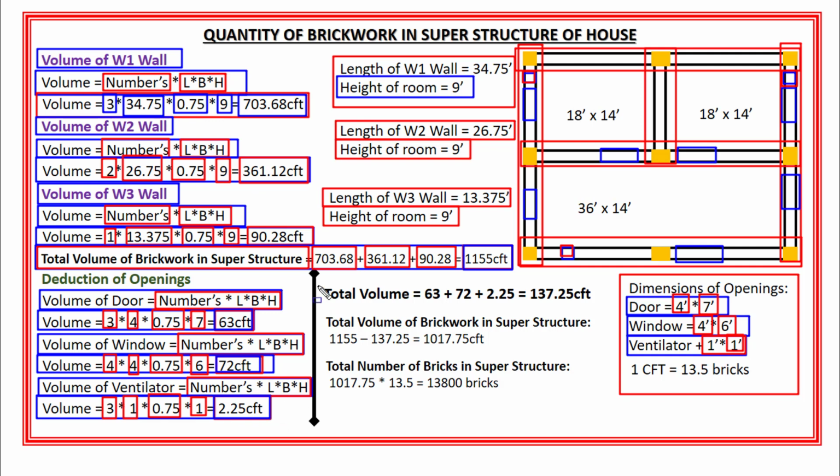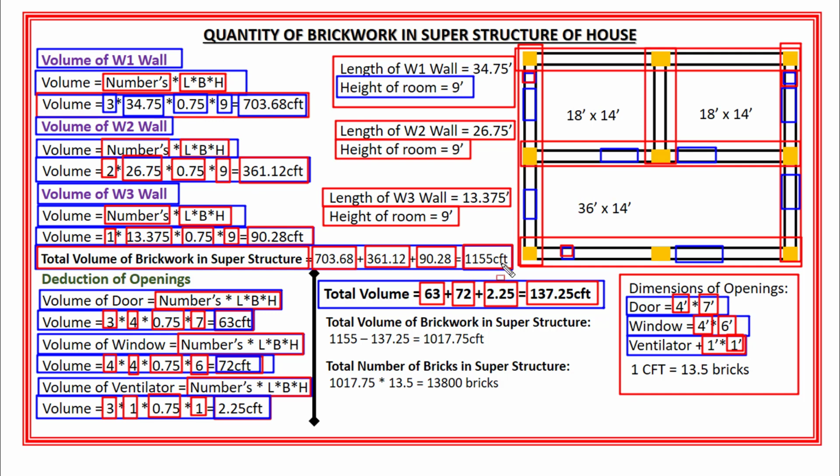Okay. So the total volume of openings is equal to volume of 3 doors, which is equal to 63 cubic feet, plus volume of 4 windows, which is equal to 72 cubic feet, plus volume of 3 ventilators, which is equal to 2.25 cubic feet. And the total volume of openings in this house will become 137.25 cubic feet.